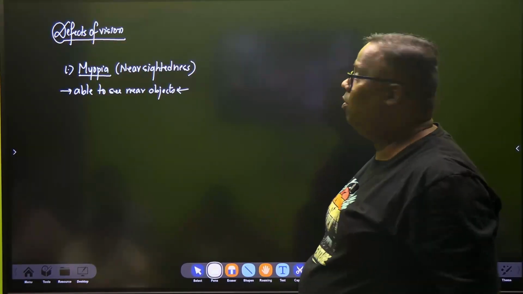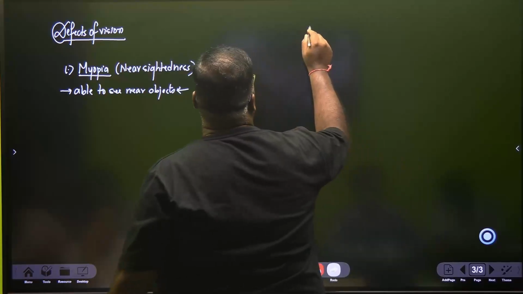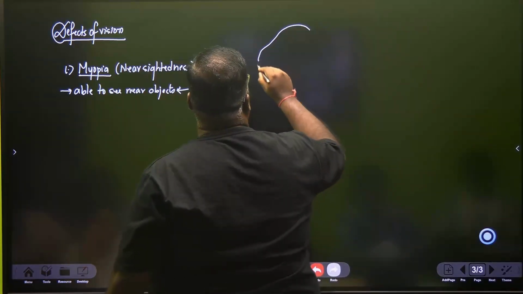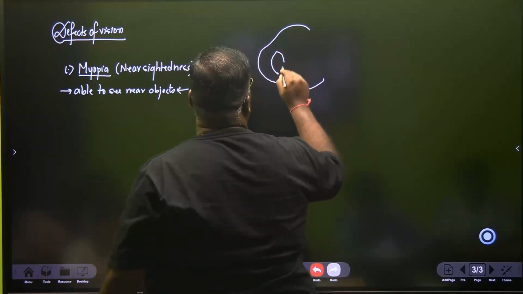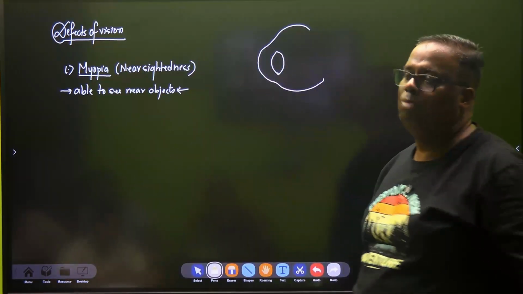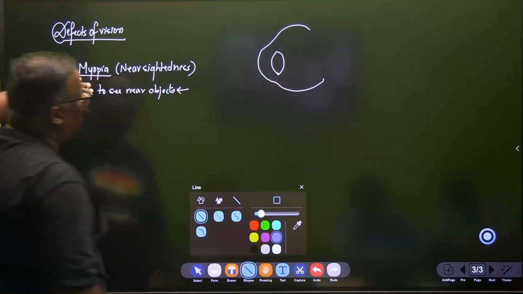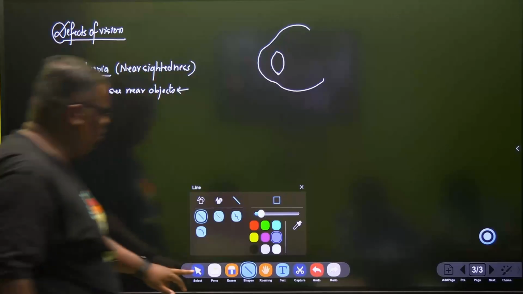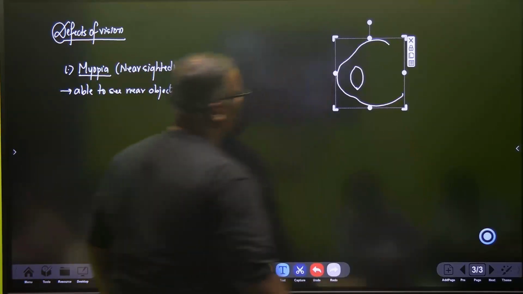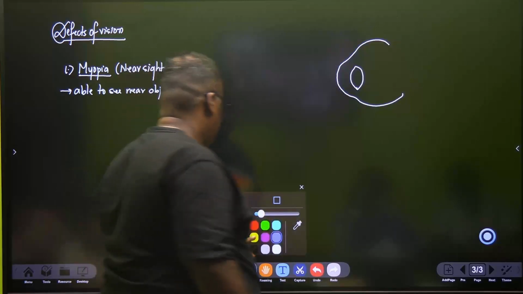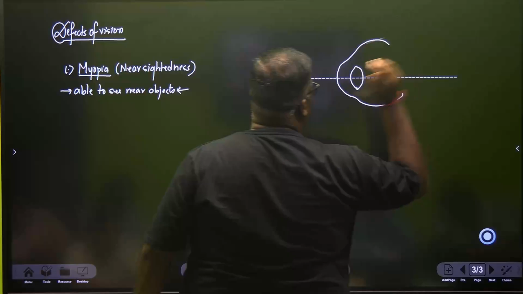So let's see, what is the problem with a myopic eye? A myopic eye will be an eye which will be actually more bulged. Right? The lens is more bulged. The eye is more bulged. As a result of which, what is happening? The child is able to see near, but the child is not able to. Rather than drawing the diagram, understand the phenomenon, how it happens. Let's put one axis on this eye. Let me say this, the axis.